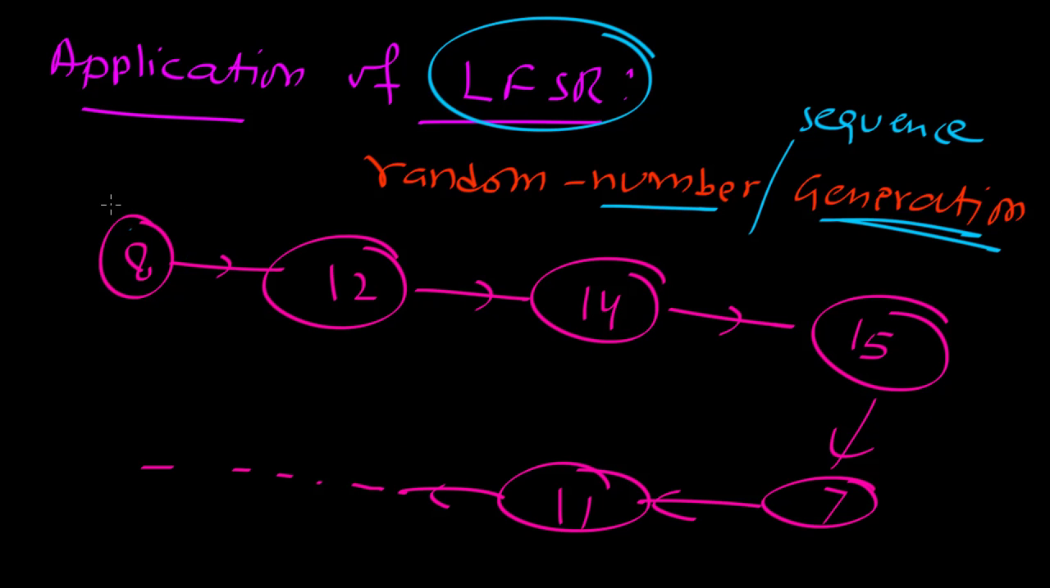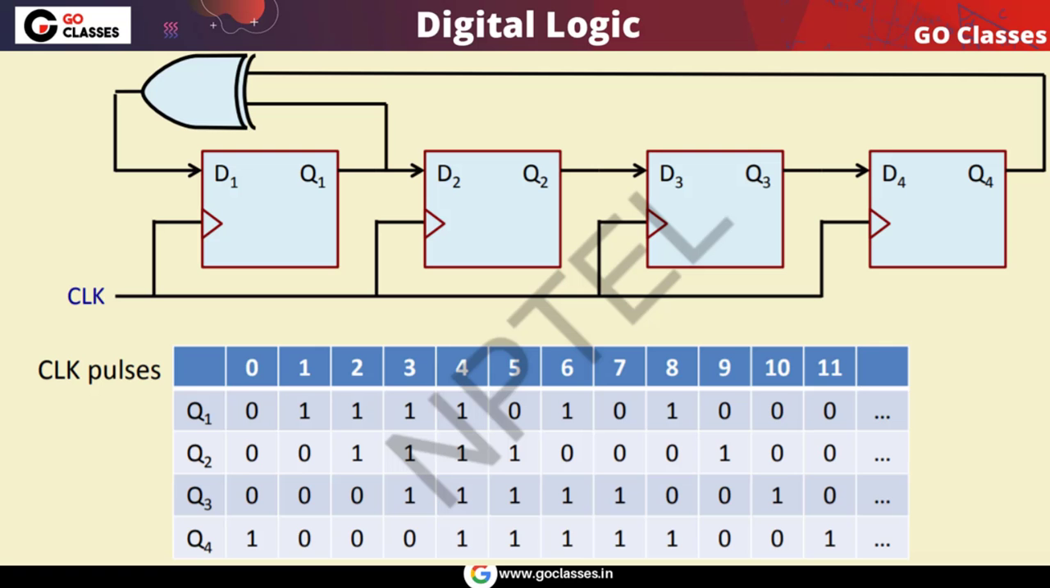You can notice we started from the number 8, then you generate 12, then 14, 15, then 7, then 11. So basically we are generating this sequence randomly. This is the application of the linear feedback shift register, and this is the reason it is important. In the GATE exam, many times they ask questions from this linear feedback shift register. We will solve some questions, but I hope this concept is clear to everyone.